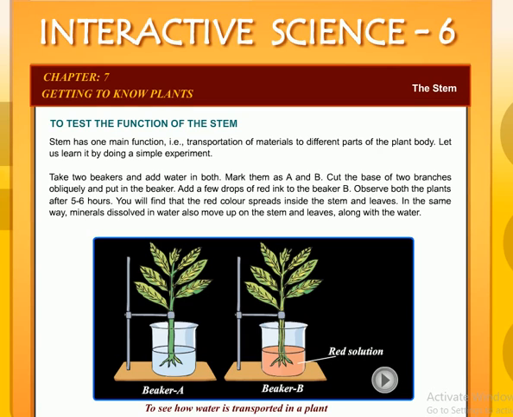Take 2 beakers and add water in both. Mark them as A and B. Cut the base of 2 branches obliquely and put them in the beakers. Now add a few drops of red ink to beaker B. Observe both the plants after 5 to 6 hours. You will find that the red color spreads inside the stem and leaves. In the same way, minerals dissolved in water also move up the stem and leaves along with the water.